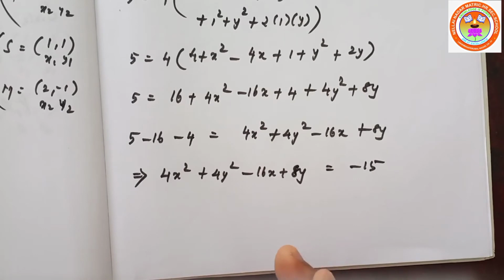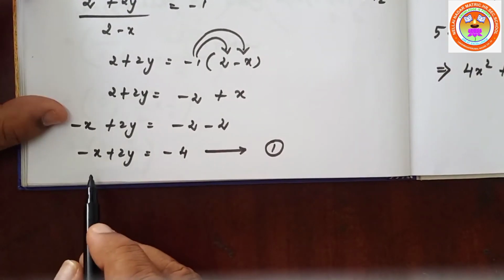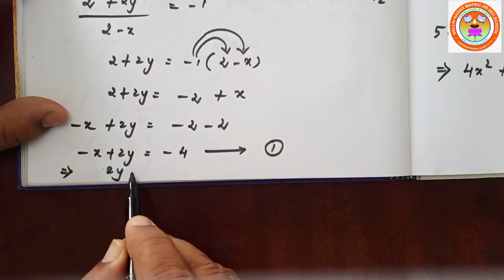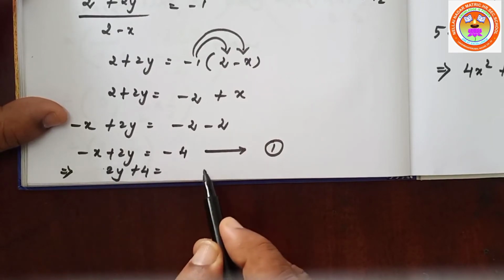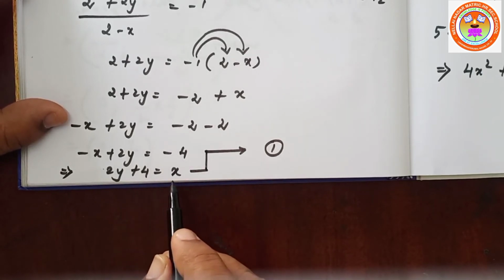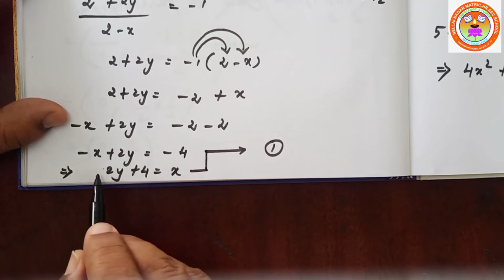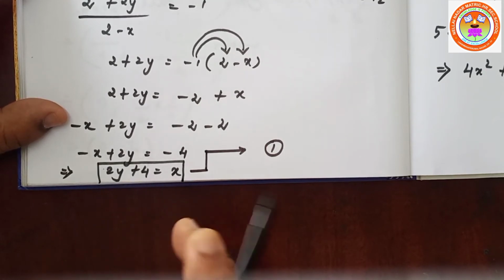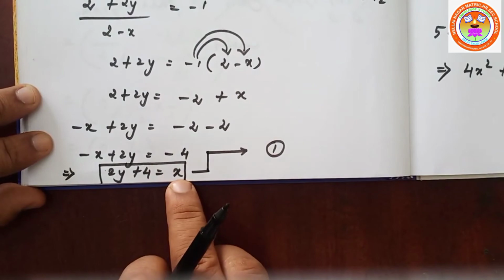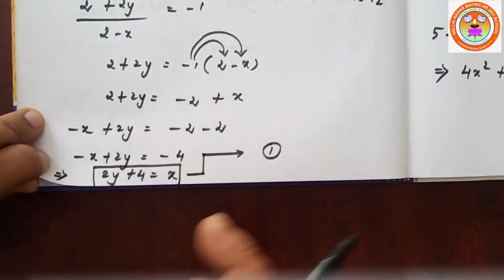For that, from equation number 1, I find x first. Here we have equation number 1. Here 2y minus 4 comes to the left hand side plus 4, and minus 6 comes to the right hand side plus 6. I consider this equation number 1. x equals 2y plus 4. I highlight that one. This x value can be replaced in that final equation. x is 2y plus 4, remember.